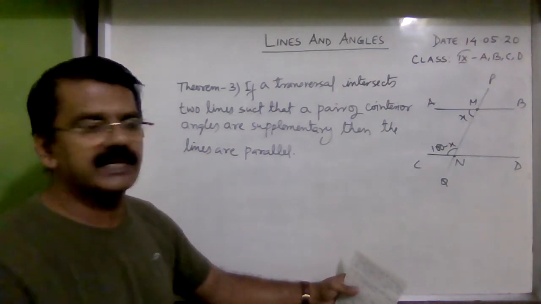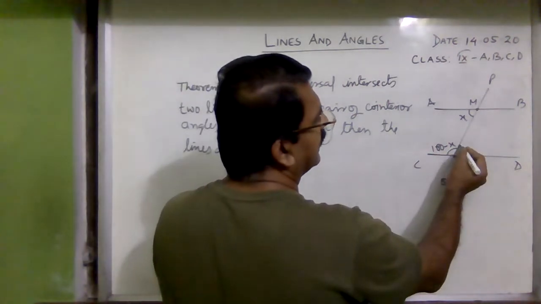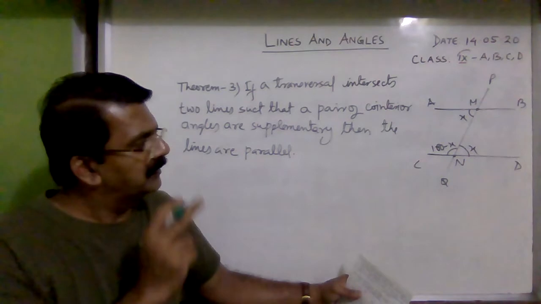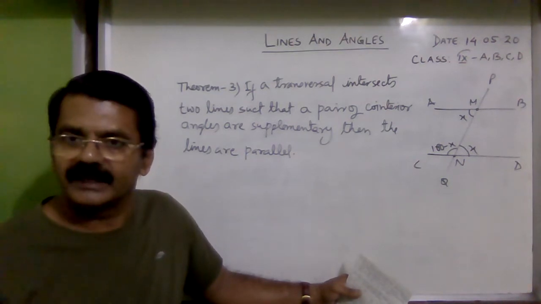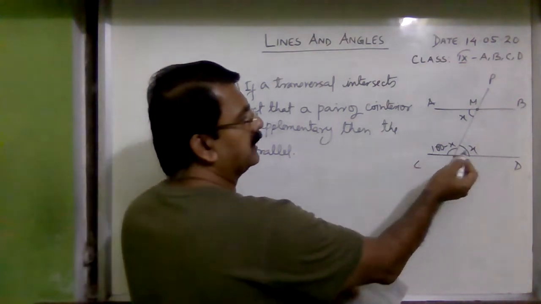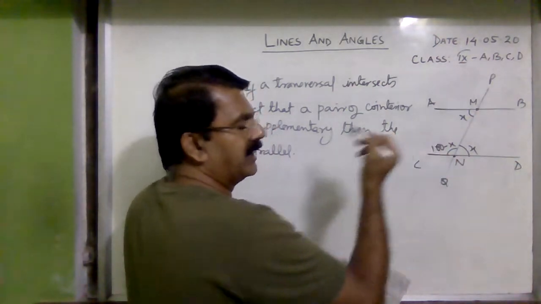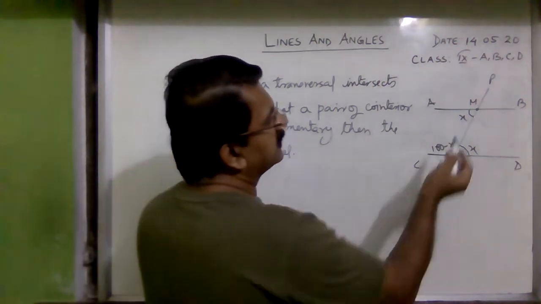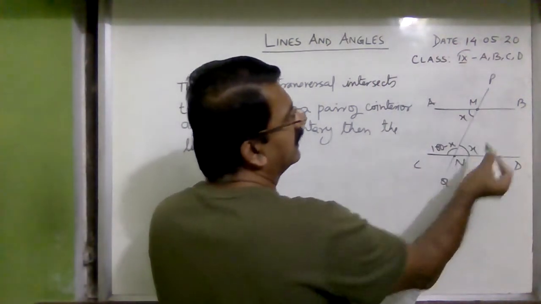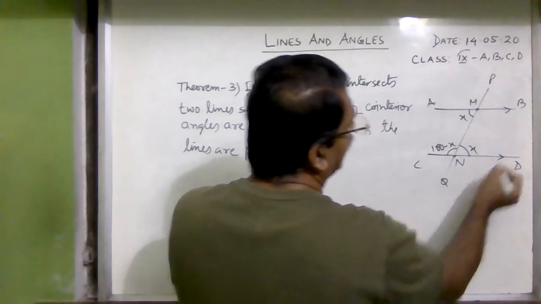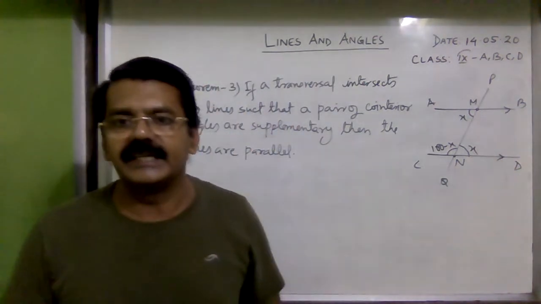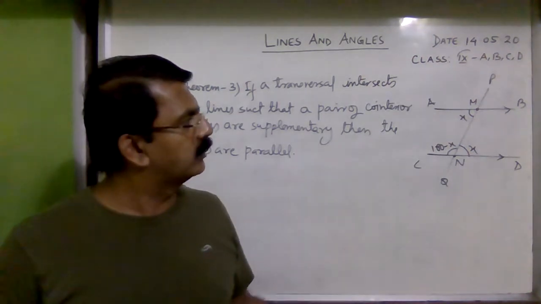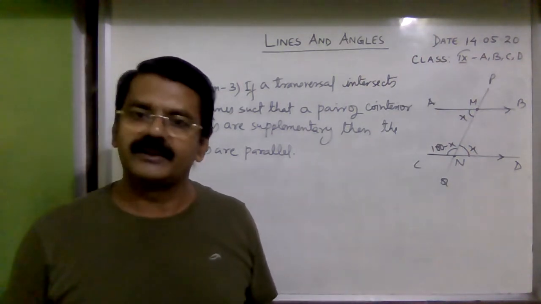Now if this angle is 180 minus X, then this angle becomes X because they are forming a linear pair. Clear? These two angles are forming a linear pair, so their sum will be 180. So when one angle is 180 minus X, the other angle will be X. And now you see the alternate interior angles are equal, which proves by the axiom that line AB is parallel to line CD. Using the axiom, when the alternate interior angles are equal, AB is parallel to CD. Clear?